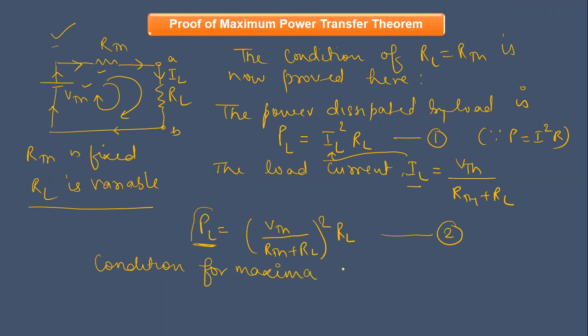So this condition for maxima is basically the first derivative of the load power with respect to the variable. Now the variable here is load resistance, so we will take the derivative with respect to this, and it should be equal to 0. When this condition is achieved, we will see what our result is.